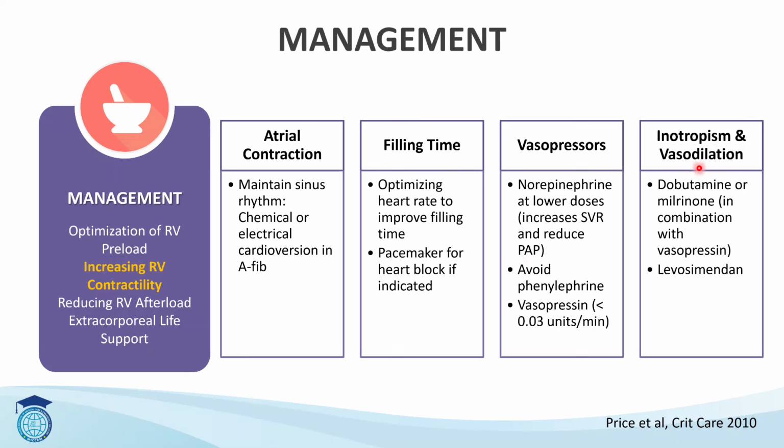The fourth component of this principle would be to use an inotropic agent with vasodilatation, mainly dobutamine or milrinone. And we prefer using milrinone in these cases, and you may combine the milrinone with vasopressin to counteract the effect of milrinone or dobutamine on the blood pressure. Limited studies on levosimendan, and it is only available in Europe.